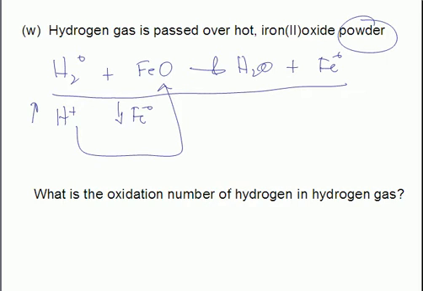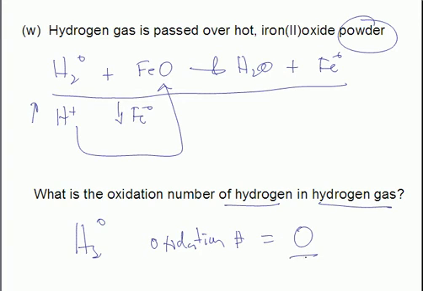What is the oxidation number of hydrogen in hydrogen gas? Hydrogen gas, it's by itself, so its oxidation number equals 0. Make sure we did that one correctly. Yep. The oxidation number of any element, whether it's diatomic, a Twinkie, or a single element that's not diatomic, is 0.